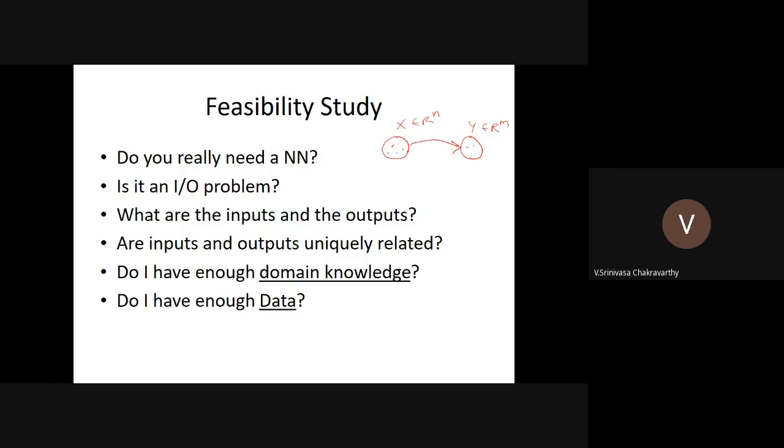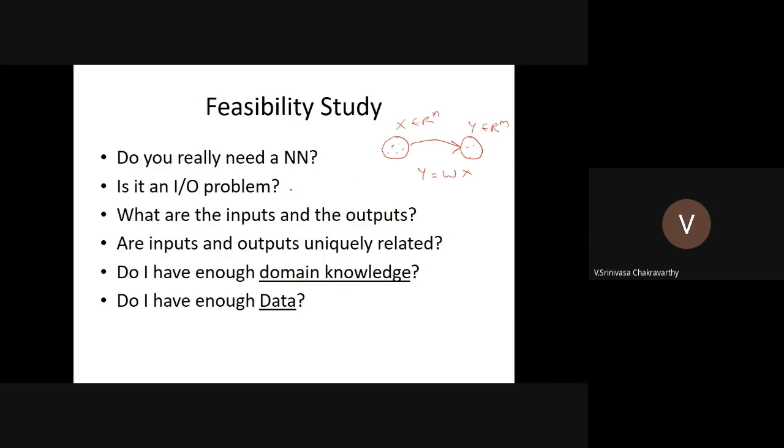But what if this mapping is so simple that I can just get it by multiplying with a matrix? Maybe just a linear transformation is good enough for doing the mapping. Then why do you need this nonlinear model called a neural network? You need to make sure that the problem is complex enough that it warrants the use of a neural network. So that's the first thing.